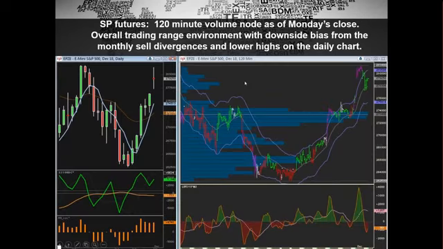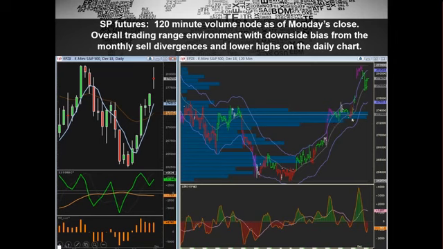But I want to just dive down a little bit. This is the 120-minute chart. And this was at last night's close. And I thought, now this is going to be really interesting because not only do we have that potential gap fill, but, you know, you do have this big node down here, if you will, central trading area.